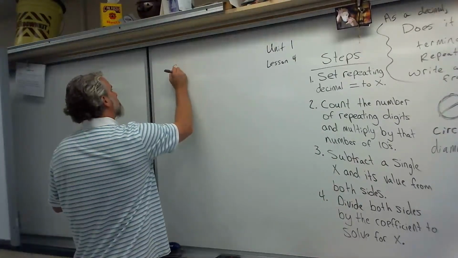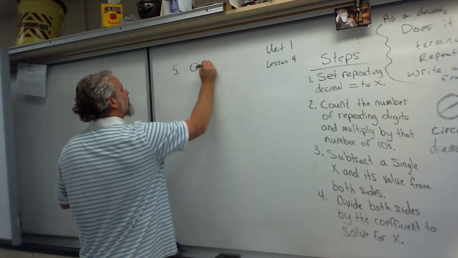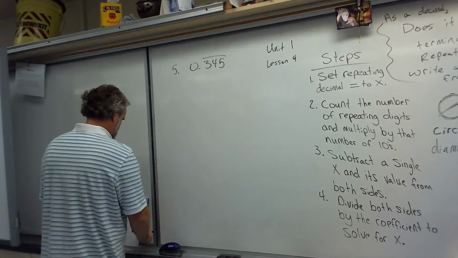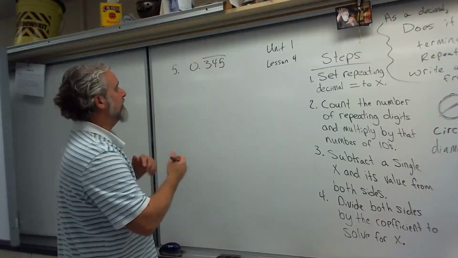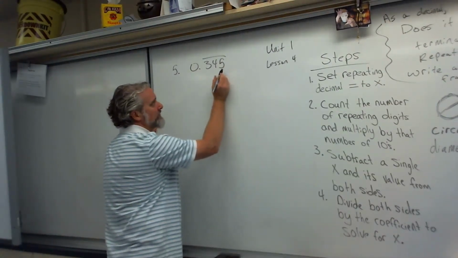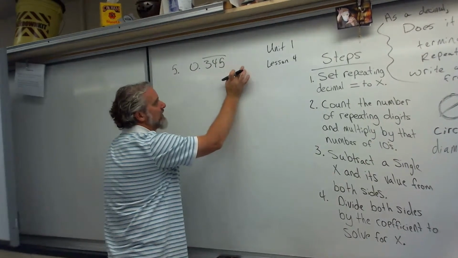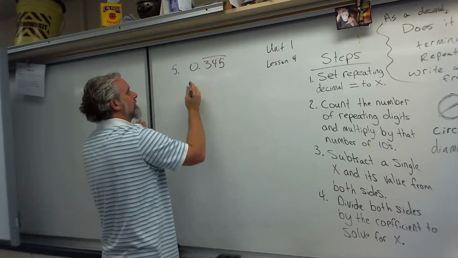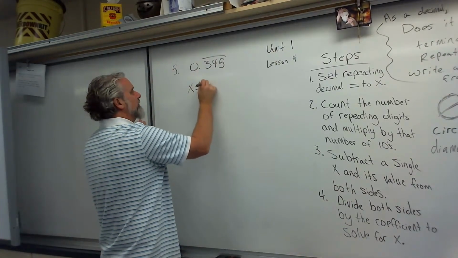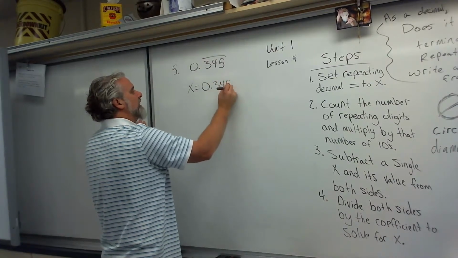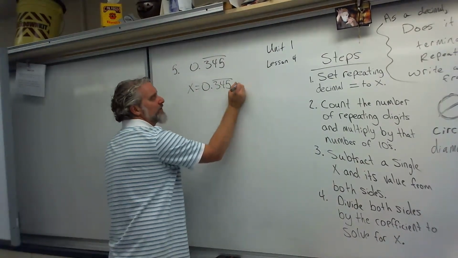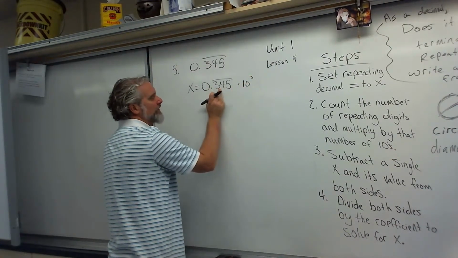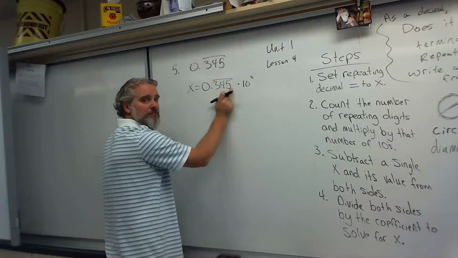Problem number 5. 0.345, all repeating. In this case, we have 3 digits in our sequence of repetition. So 0.345, 345, 345. So that's going to be 3 sets of 10. x equals 0.345 repeating. And we're going to multiply both sides by 10 to the third power, because we need to move it over 1, 2, 3 places.